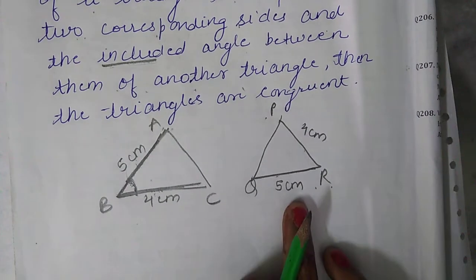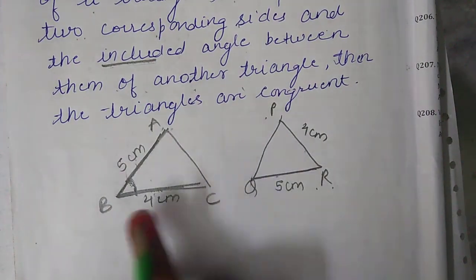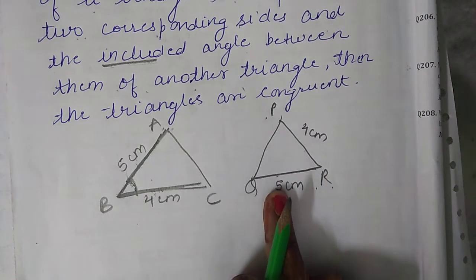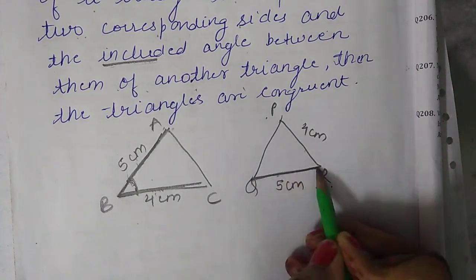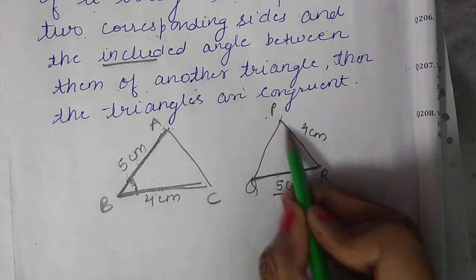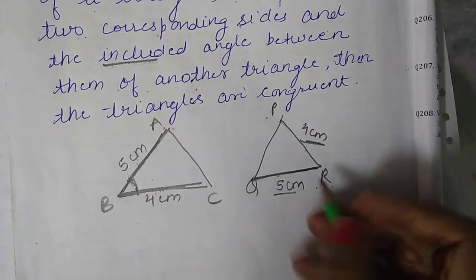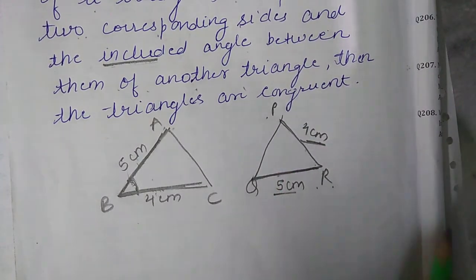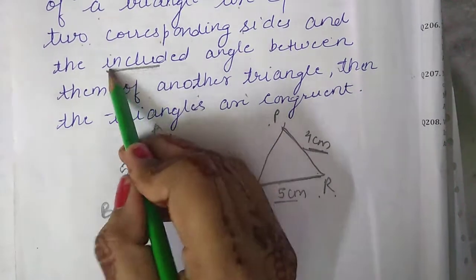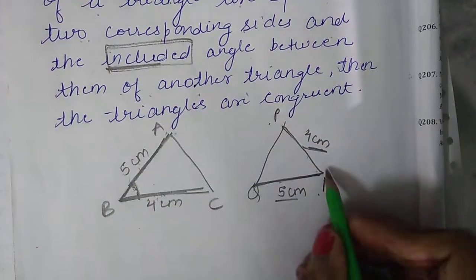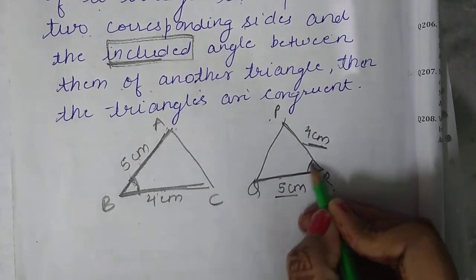Now the same concept I will apply in this triangle PQR. We have QR as 5 cm and PR is 4 cm. So the angle between them, that is the included angle. This is written included angle. So here the included angle is angle R.